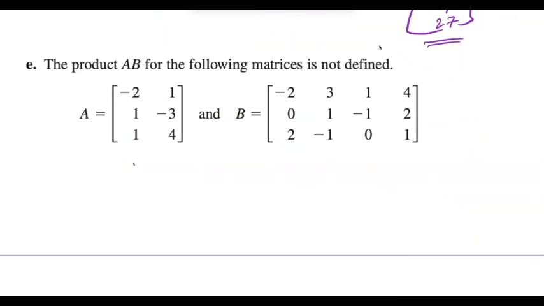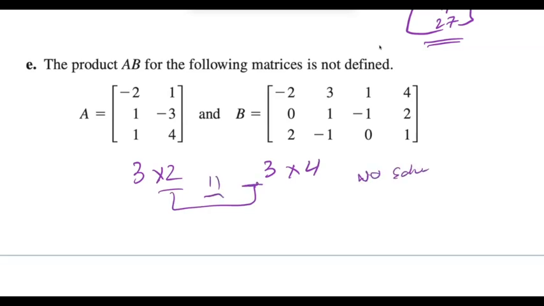Sometimes you cannot multiply them. This one here, this is a 3 by 2. And this is a 3 by 4. And thankfully we cannot multiply these two because these do not match. No solution. Or no product.